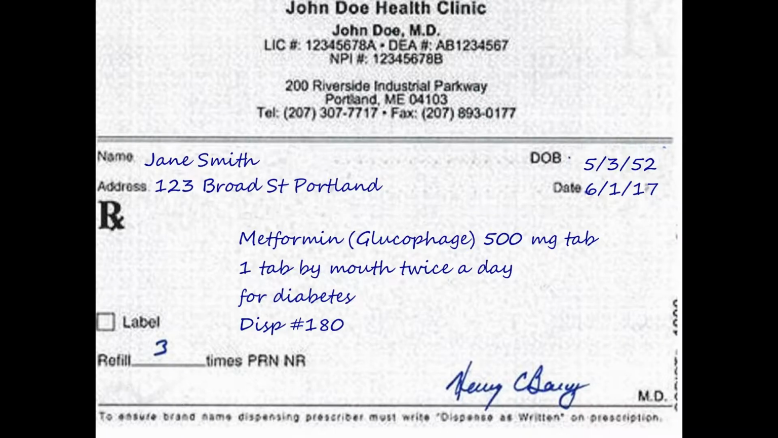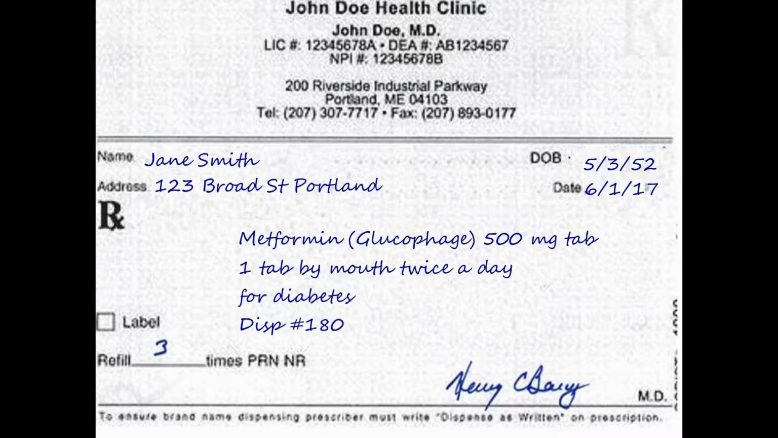We'll start with an example of a prescription. Here we see at the top of the prescription is a header with the clinic name and the doctor's name, relevant license numbers, the address, telephone, and fax, so if the pharmacist needs to reach the physician, they can.